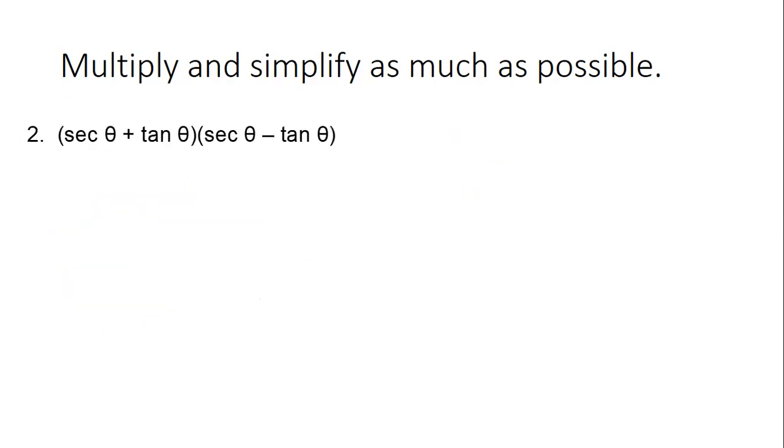Okay, here. What if I wanted to condense? So I want to multiply to condense. Here I have secant theta plus tan theta times secant theta minus tan theta. So in terms of algebra, if I had x plus y times x minus y, what would you tell me to do? There we go. These are 2 binomials that have the same addends but opposite signs, right? So it condenses down to being x squared minus y squared.